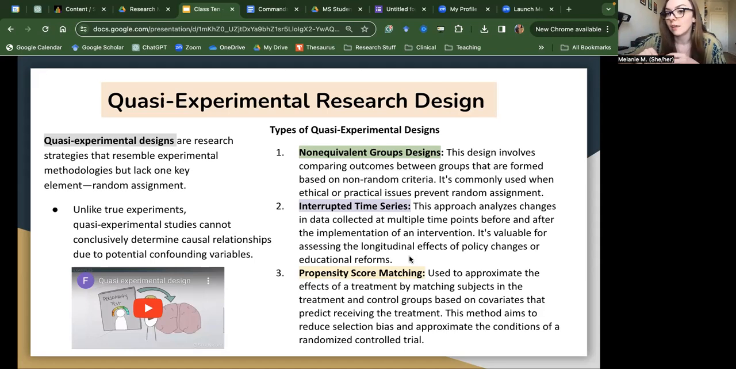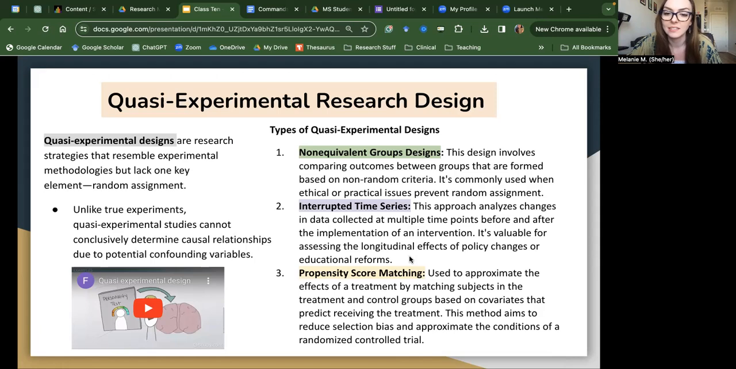But it's still looking at both before the intervention and after the intervention. This next one is called propensity score matching. This is used to approximate the effects of treatment by matching subjects in treatment and control groups based on covariates that predict receiving the treatment. This method aims to reduce selection bias and approximate the conditions of a randomized control trial.